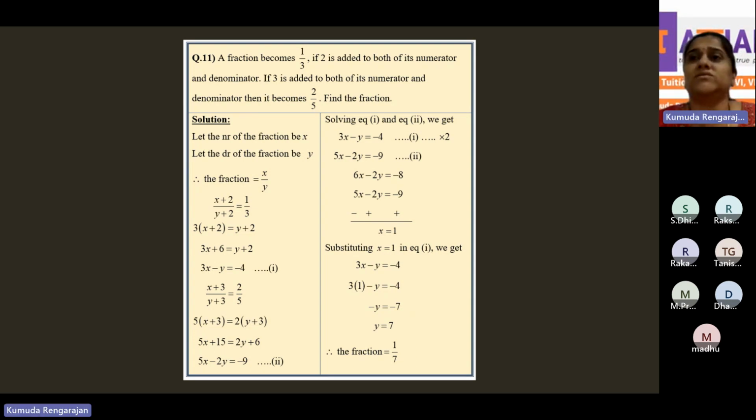Yeah, Ritika, what's your equation? First equation? Yeah, 3x minus y is equal to minus 4. Yeah. Florentina? Correct. You got the second one also? What's your equation? Very good. Yeah. Solve and tell me the values of x and y.